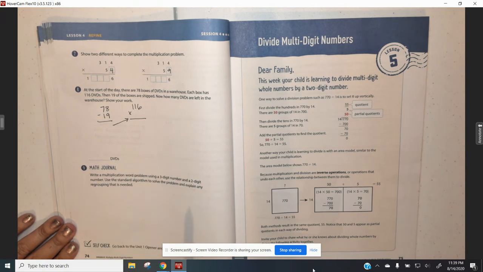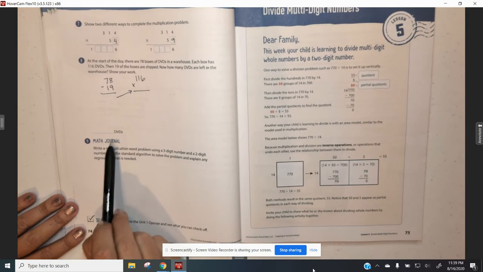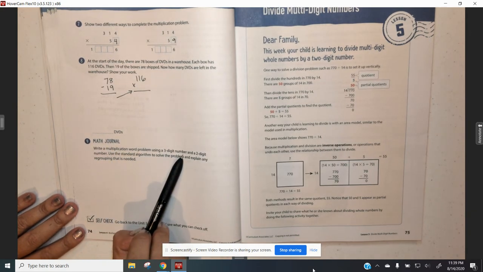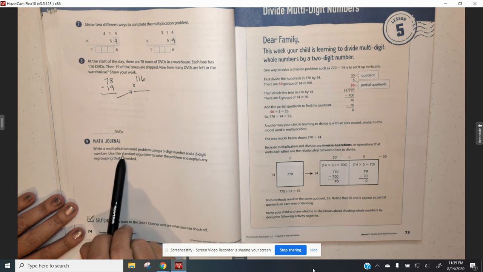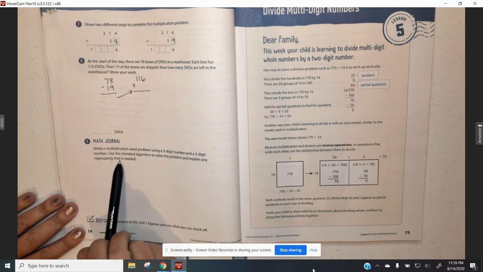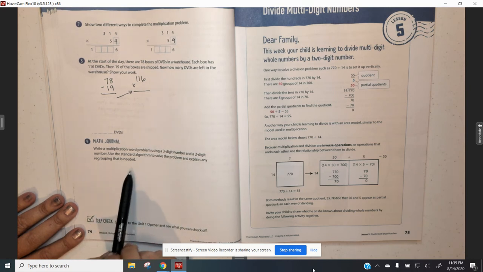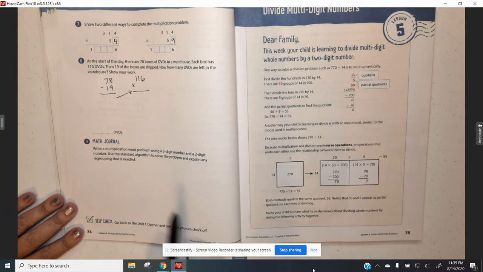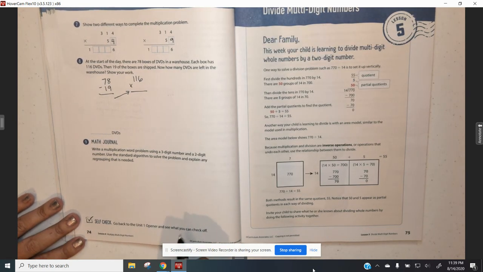And then finally, for number 9, write a multiplication word problem using a 3-digit and a 2-digit number. Use the standard algorithm. So here you must use standard algorithm to solve the problem and explain any regrouping that is needed. Just go ahead and choose a 3-digit number and a 2-digit number, and then multiply it using the standard algorithm.